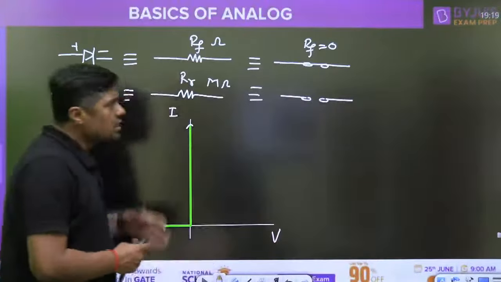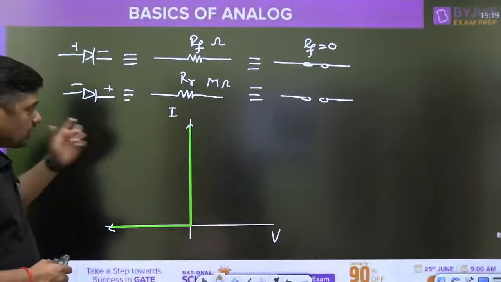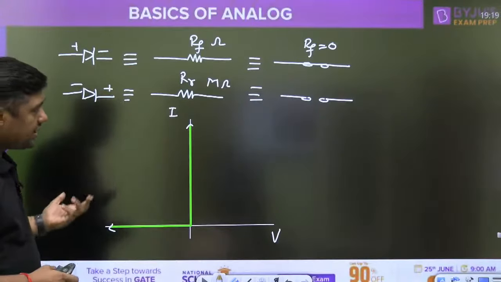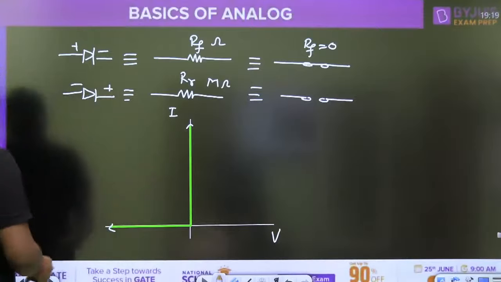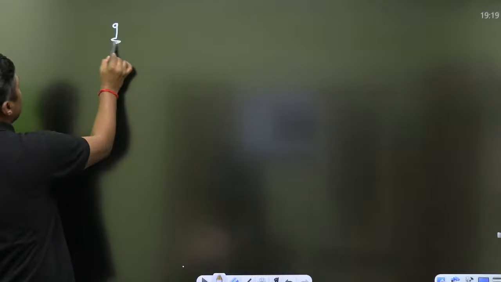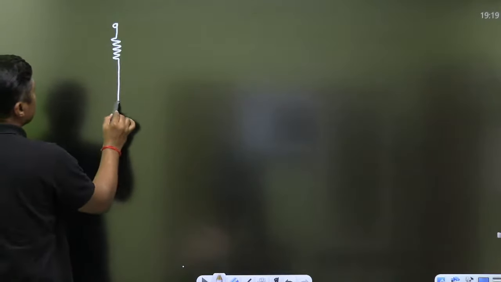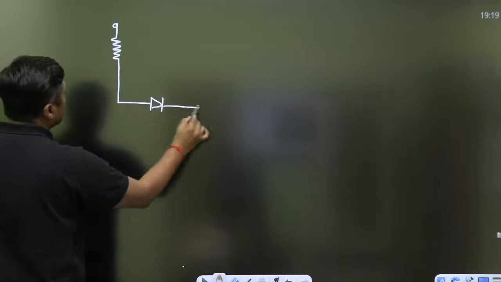So a number of questions are based on what? Ideal condition. A number of questions are based on ideal condition. Now, I will ask one question, then try to solve this question, and then again we will solve some more questions on that. Very, very easy question. Tell me guys, what about this diode? Forward bias or reverse bias? Everyone.